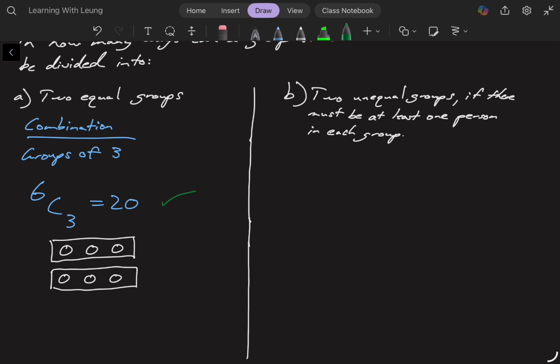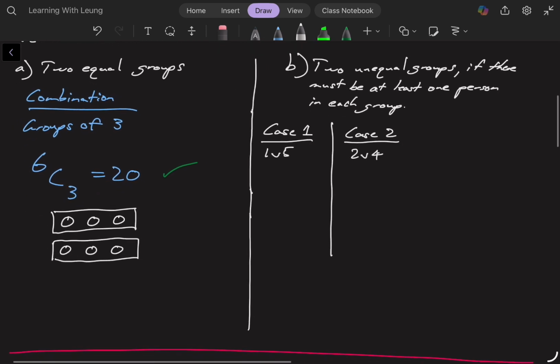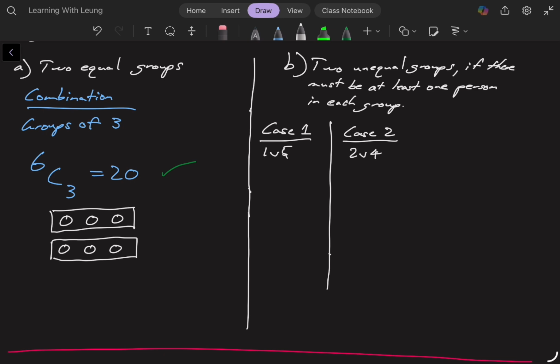Groups have to be at least 1 person in each group, which basically just means we can't have a group of 6 and then a group of 0, which is a fair thing to say. So the way my mind works with this, again, we're working with combinations. Now, because we've got 2 unequal groups, there's going to be different cases. So let's split it up. Case 1 is going to be 1v5. Case 2 is going to be 2v4. Okay? Let's just do these first, and then I'll explain why we don't actually need to do the others.